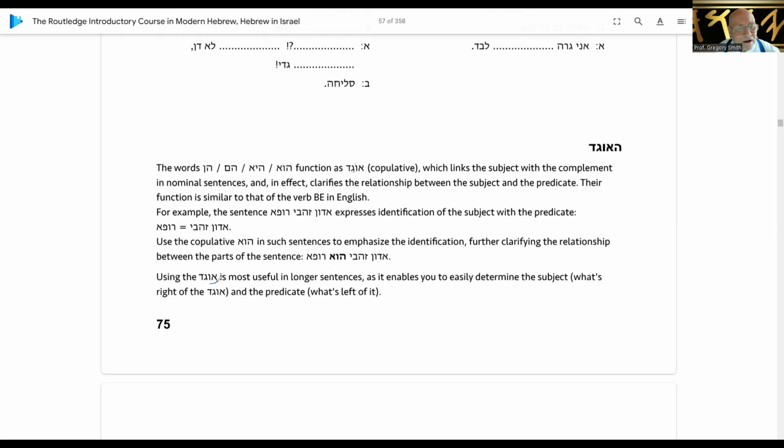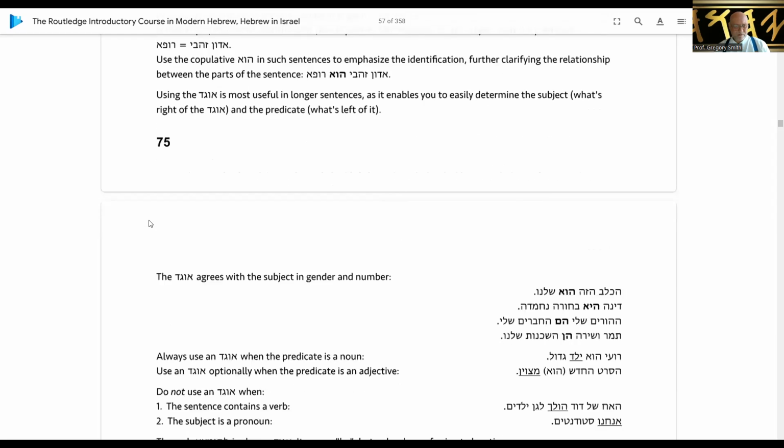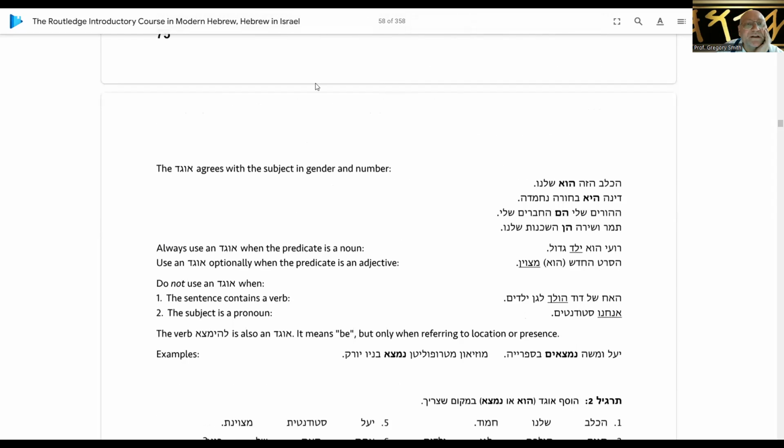Using the Oged, I need to get used to saying that, is the most useful in longer sentences as it enables you to easily determine the subject. What's right of the Oged, and the predicate, what's left of it? Okay, that's interesting. Easily trim the subject, what's right of the Oged, and the predicate, what's left of it. Okay, so the Oged agrees with the subject in gender and number.